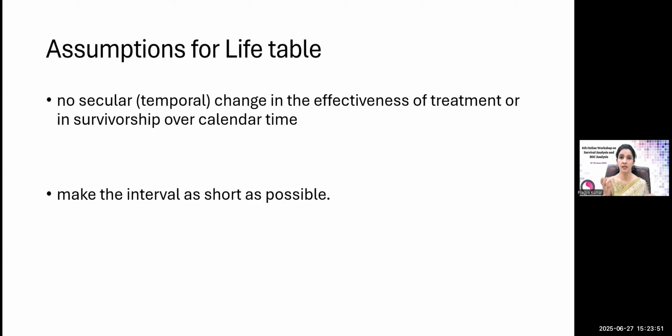So this is one assumption. How can you reduce this temporal change? It is suggested that you should have the interval as short as possible. That means you should not have an interval of 10 years or 5 to 7 years. You can have 6 months or 1 or 2 months, depending on your study and the unit of measurement. If you make this interval as short as possible, then you can assume that there is no secular trend or temporal change in the effectiveness of treatment or in survivorship over calendar time.